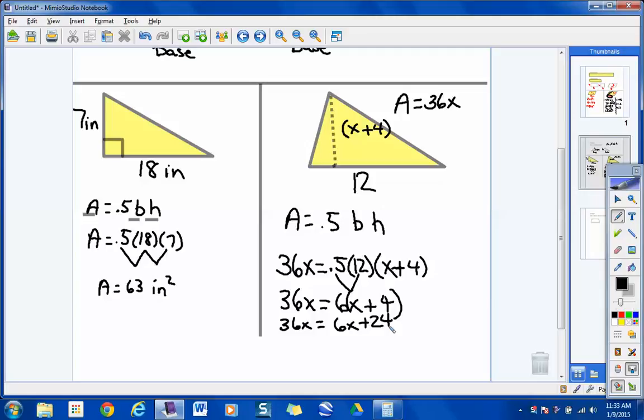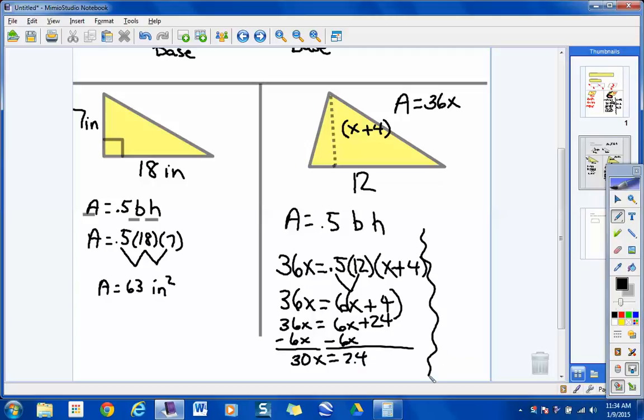Hey, I got variables on both sides. Do you want this positive 6x on the right now? Subtract 6x, right? Help me out on the left side. What's 36x minus 6x? 30x. What's that going to equal on the right? 24. All right, good.